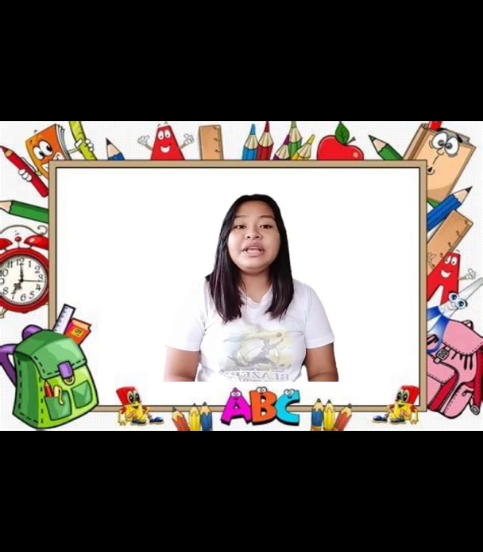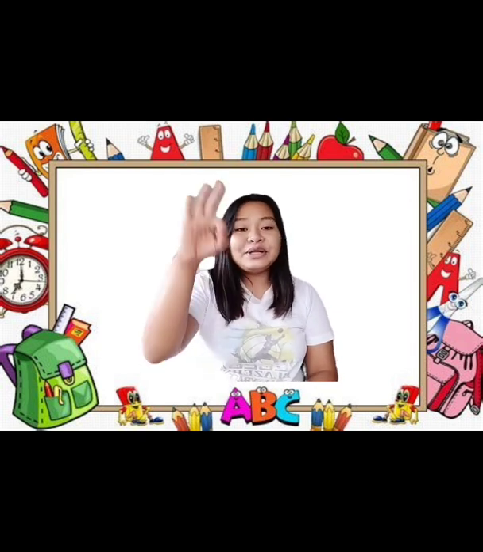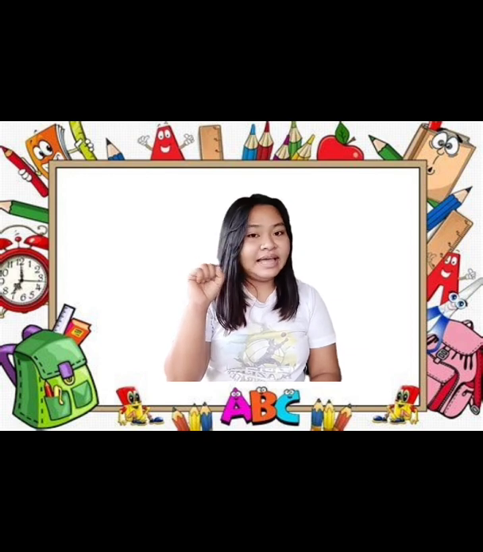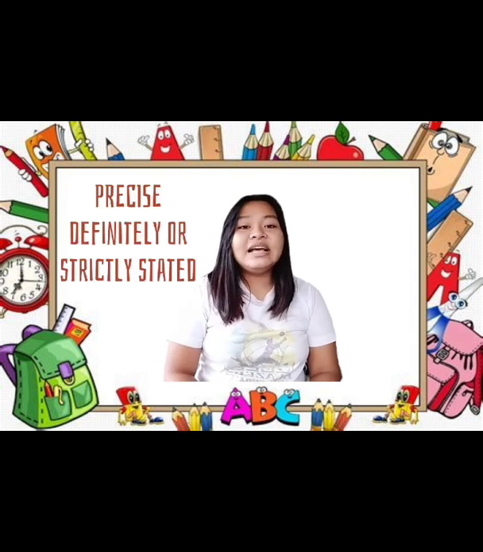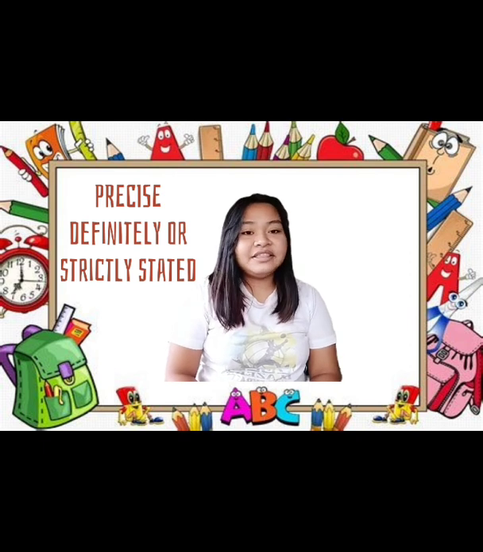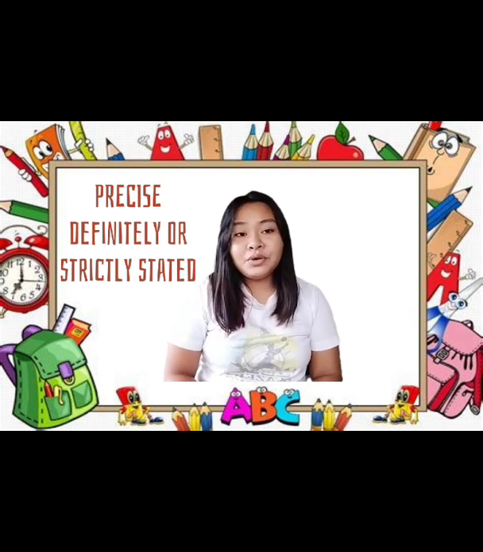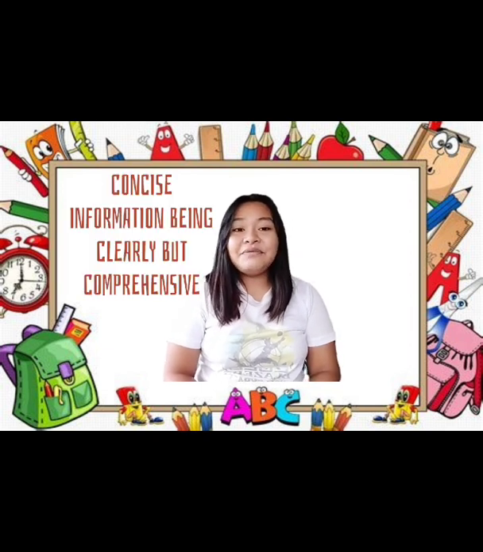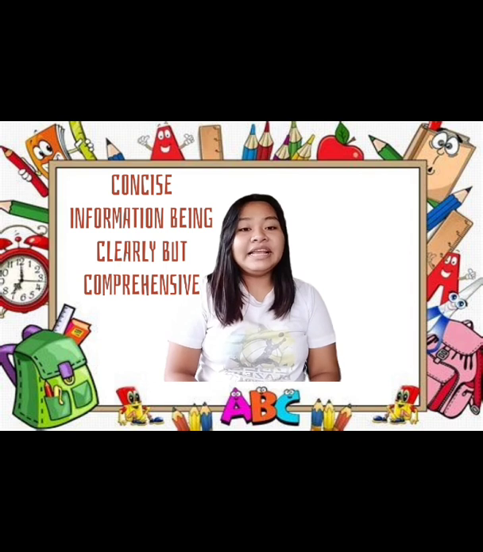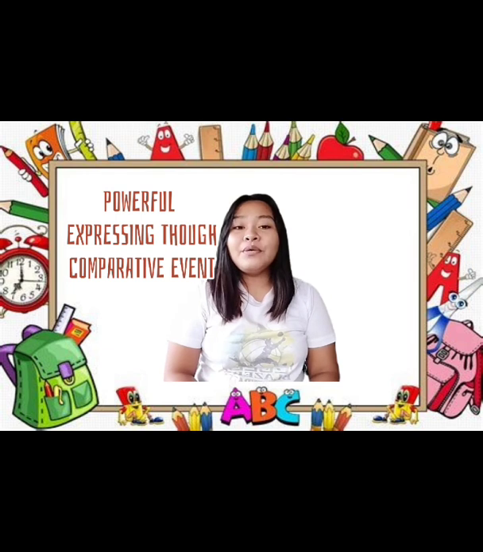This is a structure used by mathematicians to communicate mathematically. There are three structures stated: precise, concise, and powerful. What is precise? Definitely or strictly stated, exactly defined or fixed. Concise, giving a lot of information clearly, in a few words, brief but comprehensive. Powerful, expressing true comparative events.